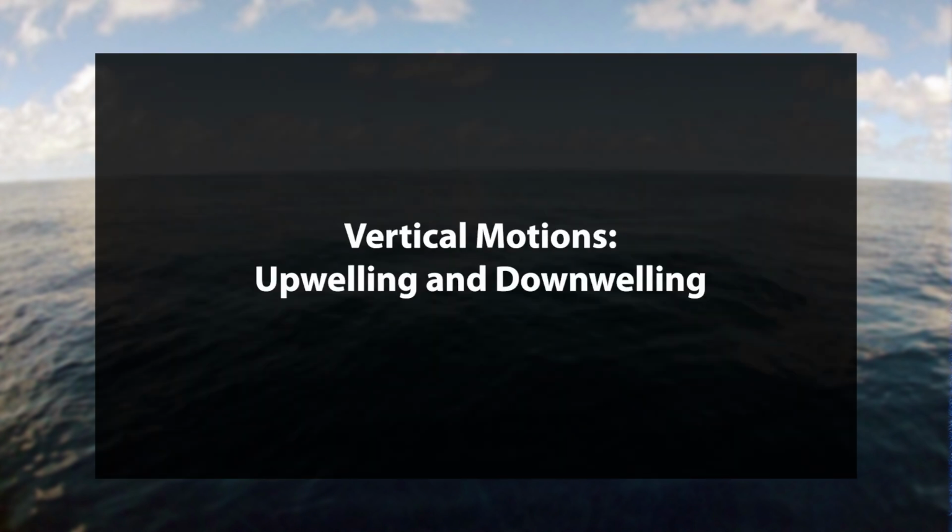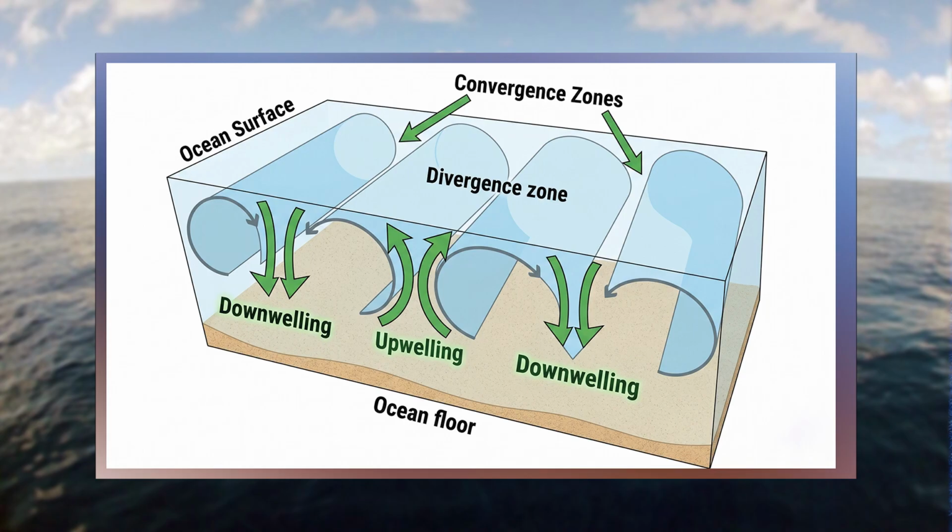Now, vertical motions. There are two types, either it can be upwelling or it can be downwelling. While horizontal currents transport heat globally, vertical motions are vital for mixing the ocean and distributing nutrients and dissolved gases. These vertical motions are critical because they connect the surface biology to the deep ocean reservoir.